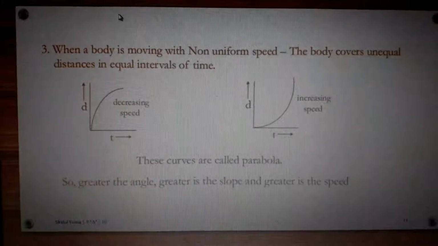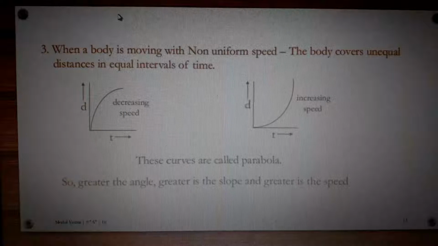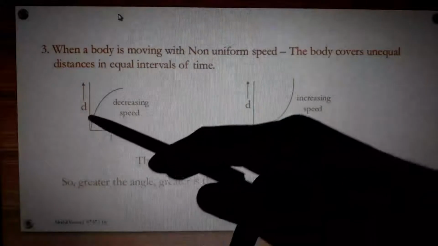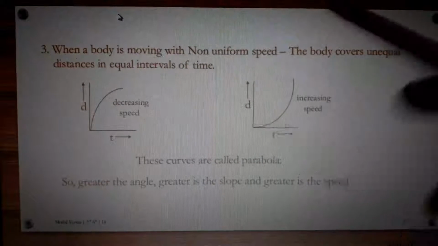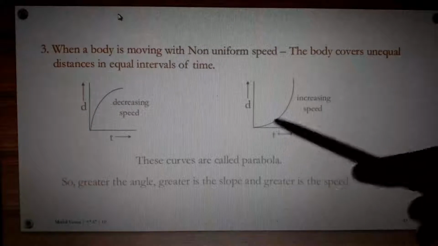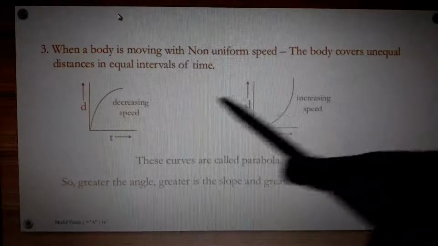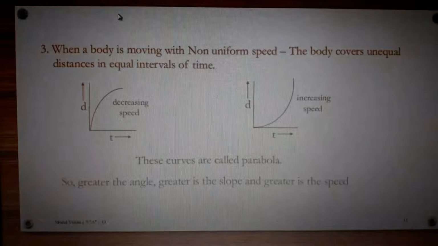Okay, non-uniform speed means if a body is moving with non-uniform speed, 2 cases are there. One, it can increase its speed. The other one, it can decrease its speed. In both cases, what we can say? We can draw a graph. If it is decreasing the speed, we will get a parabola like this. If you are increasing the speed, we will get a parabola like this, which is bending away from the x-axis, and in this case decreasing speed means bending towards the x-axis.